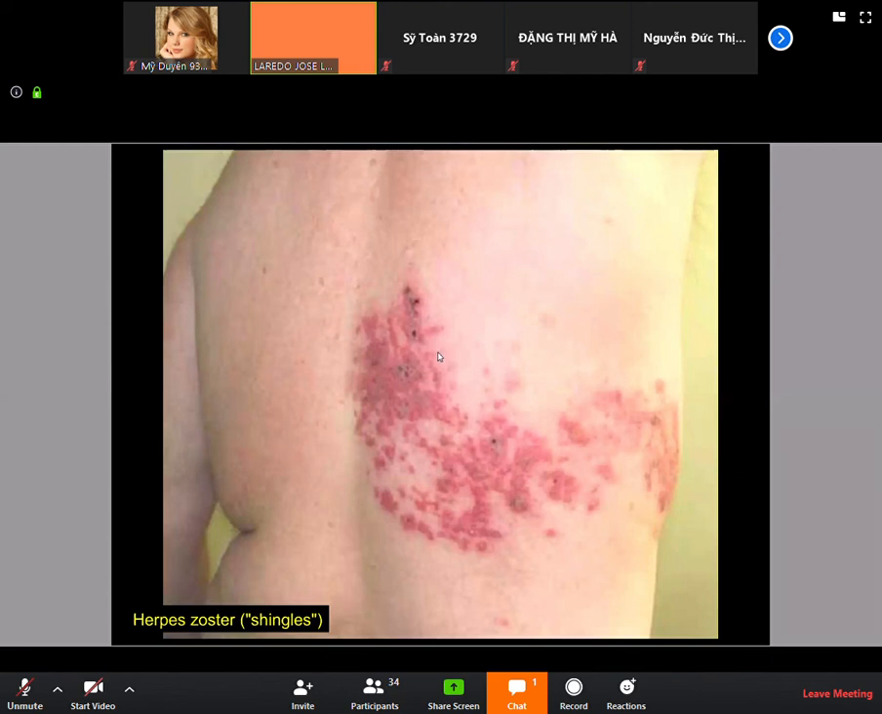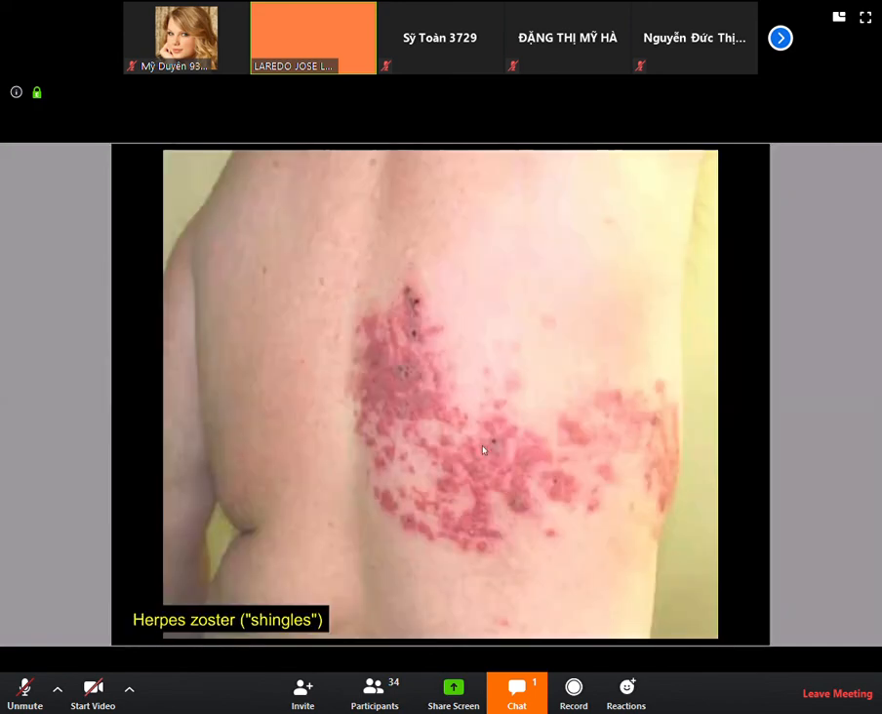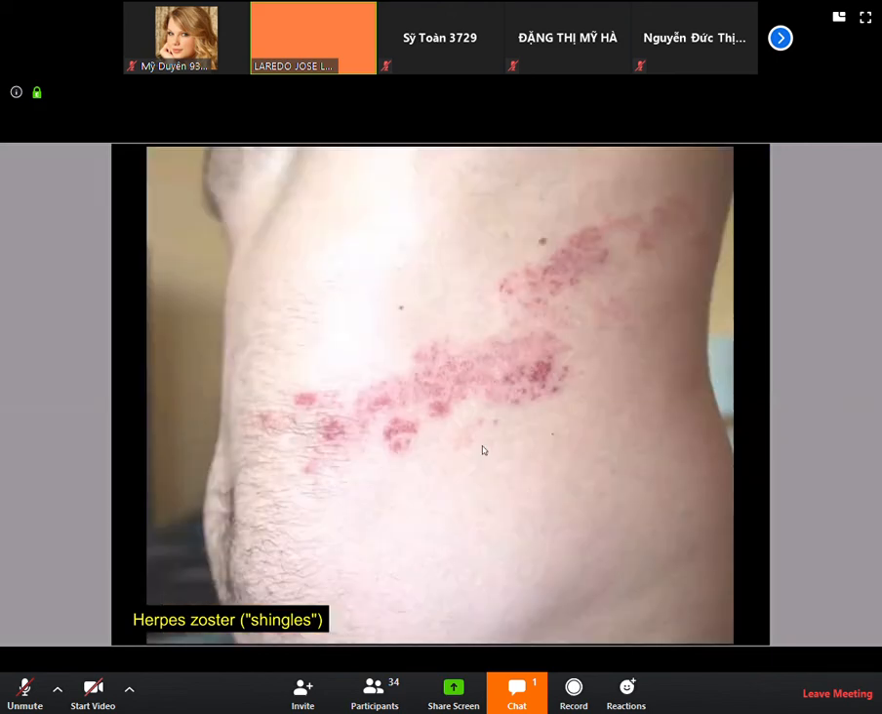This is zoster. Zoster is only found in one dermatome or two dermatomes. Here. In one side or the other side. So unilateral, following one dermatome. This is zoster, very painful. This is zoster, following the dermatome.